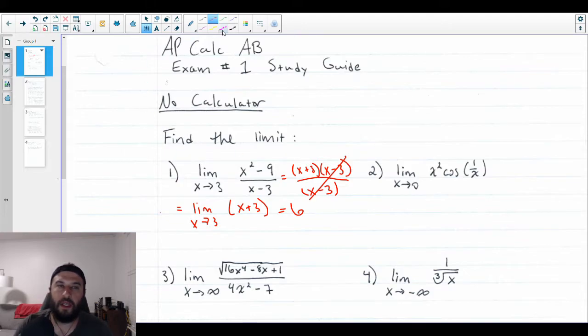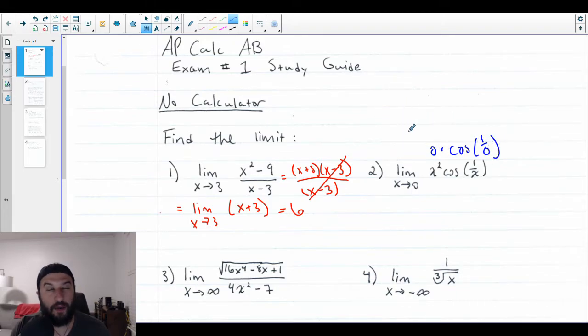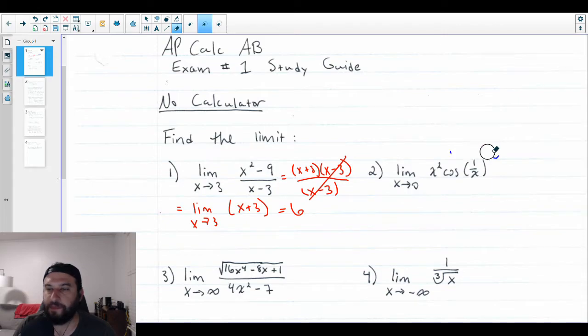For number 2, I know in class some of you had asked about this, and a lot of people kind of assumed that because we had 0 times cosine of 1 over 0, specifically the 1 over 0 part, that would mean the limit did not exist. And I kind of mistakenly said, yeah, that's fine, when in reality we can prove that this limit exists. So I'm going to do it here.